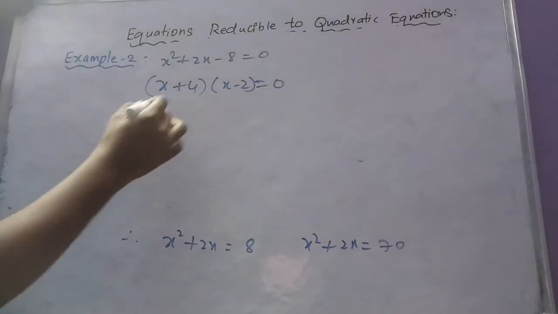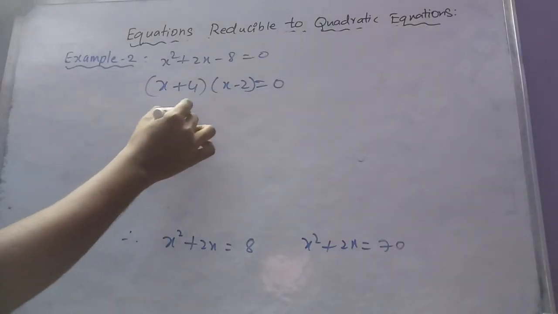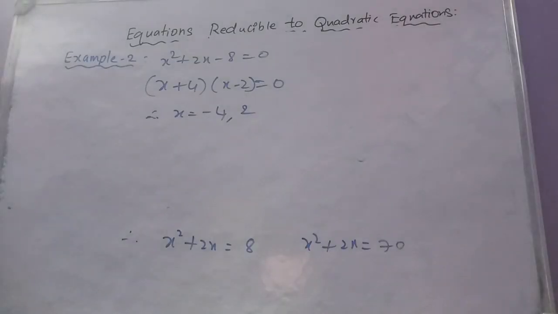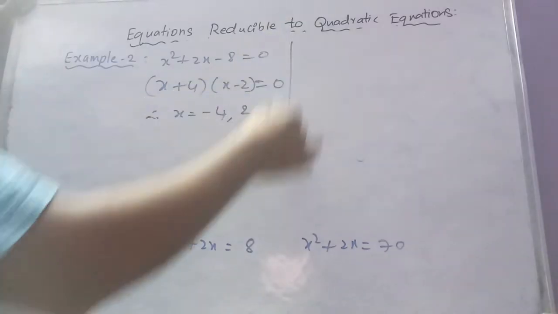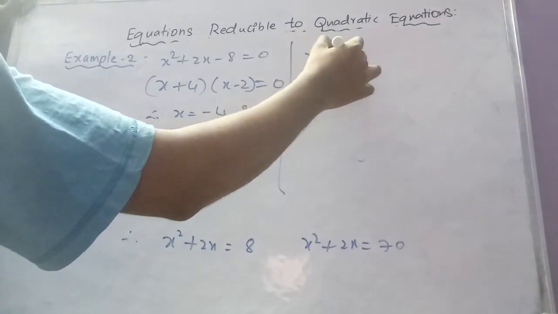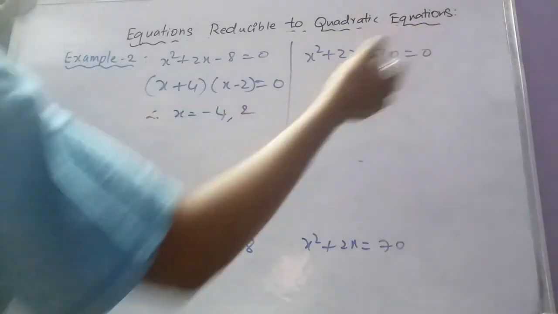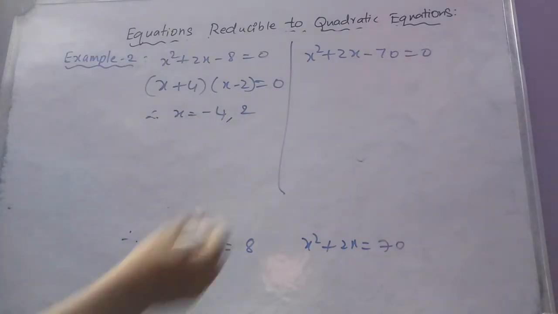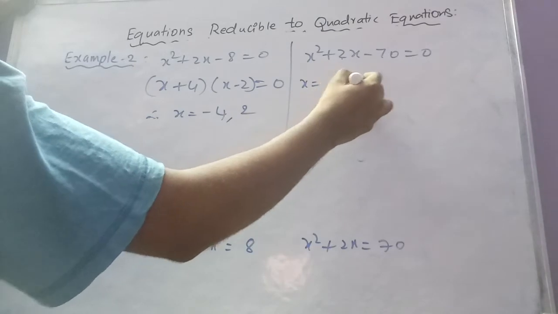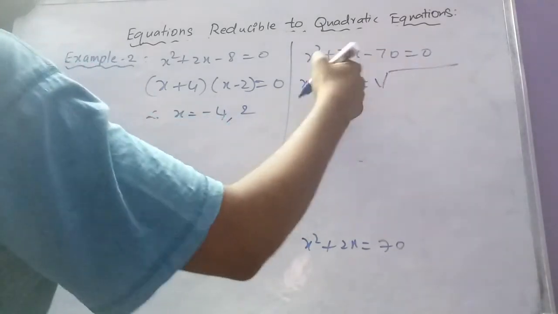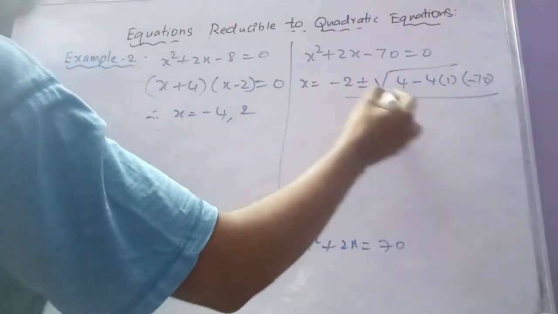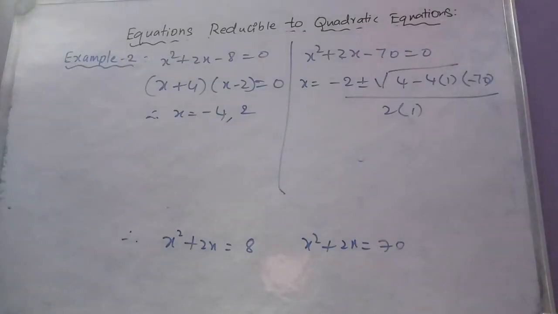So therefore, from here x is equal to minus 4 and from here I will get x is equal to 2. Similarly, take this quadratic equation, x square plus 2x minus 70 equal to 0. I cannot split the middle term in this case. It is not happening. So let me use the quadratic formula. x is equal to minus b plus or minus root over b square minus 4 into a into c, whole divided by 2a. You already know the formula.